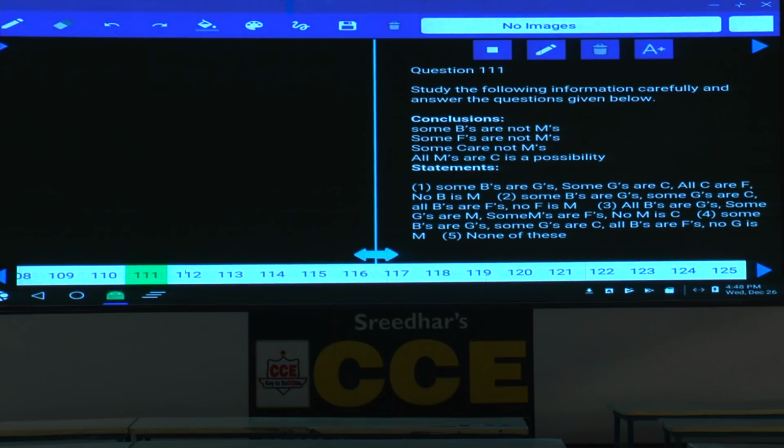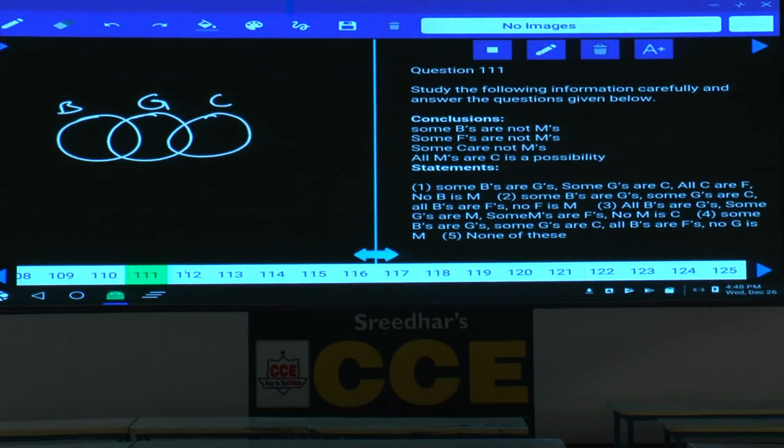Some B's are G's. How to represent this one? Some B's are G's. Now these are B's and these are G's, some B's are G's. Next one, some G's are C's. And next one, all B's are F, all these B's are F.